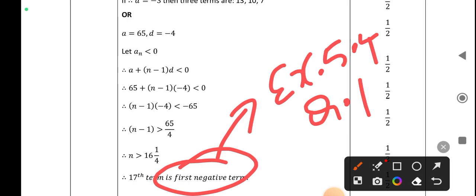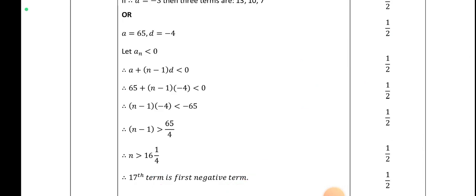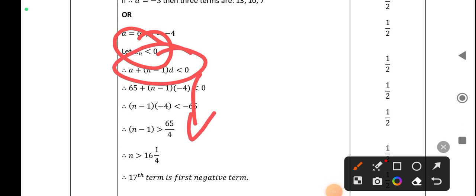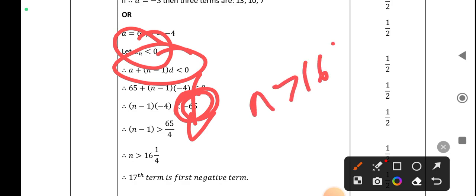So 5.4, yes, AP, 5.4 optional exercise, first question. This model was there. First negative term, always remember a_n less than 0. a plus (n minus 1)d less than 0, get the value. Once the inequality changes because of the negative, it should be greater than. So 16 1 by 4 is there.